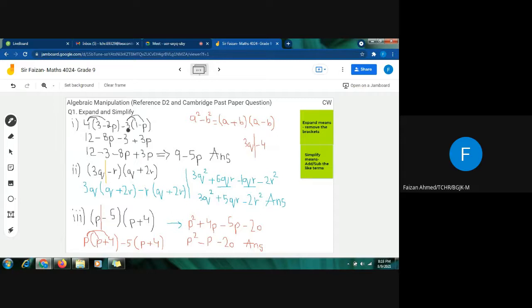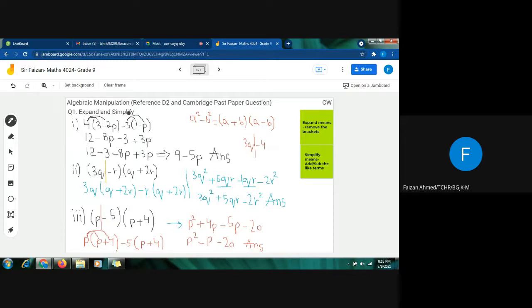Same will happen with this. Minus 3 will be multiplied with 1, that will give us minus 3, and minus 3 multiplied with minus p, so minus and minus will become positive, and 3 times p will be 3p. So this is basically the meaning of expansion. We have to remove the brackets, but we have to make sure that if something is outside the bracket, it should be multiplied with each and every term which is present inside the bracket. So the first part of the question is done, that is, we have expanded this.